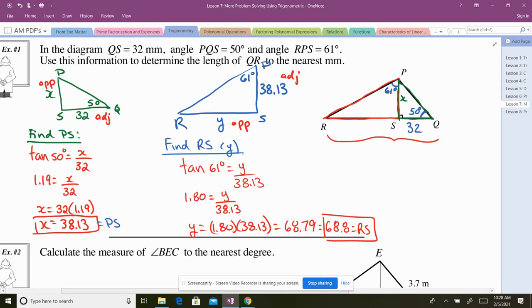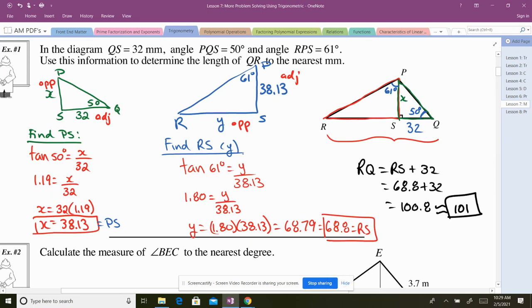Am I done? Yeah. So add them together. So RQ will equal RS plus 32, which is 68.8 plus 32, which is 100.8. So 101. Is that good? That makes sense?